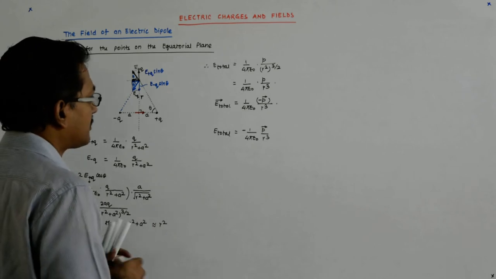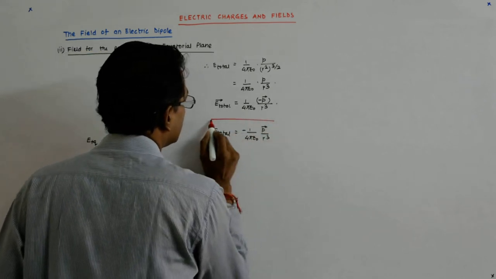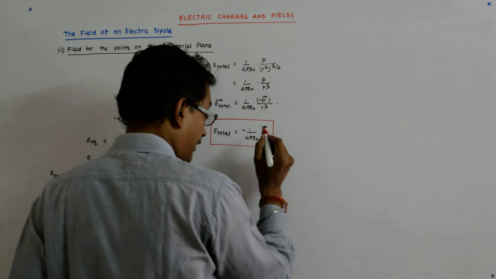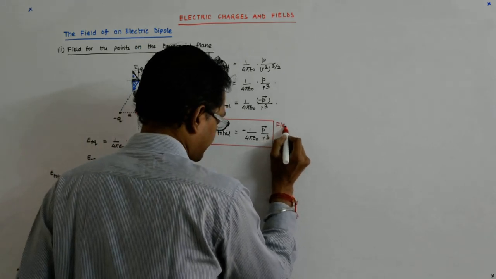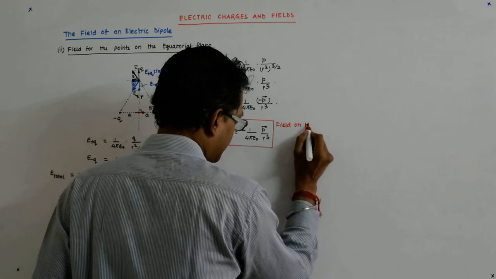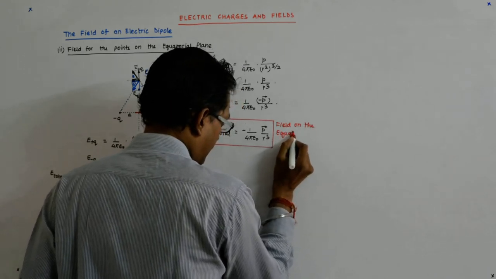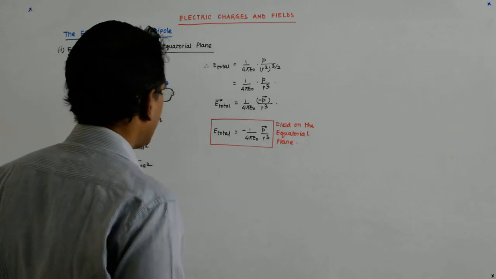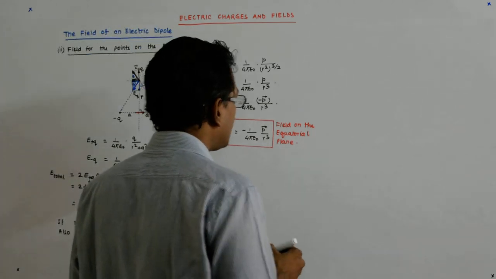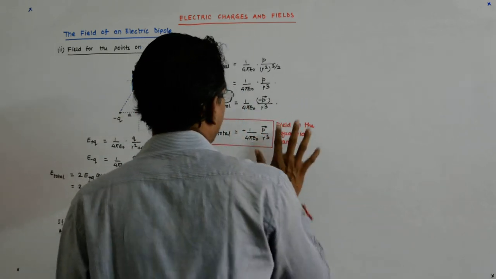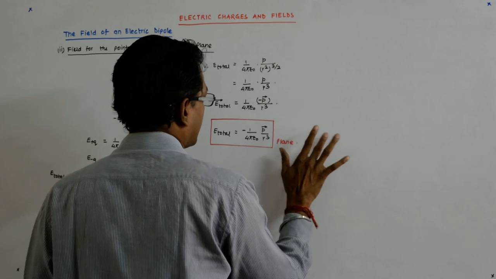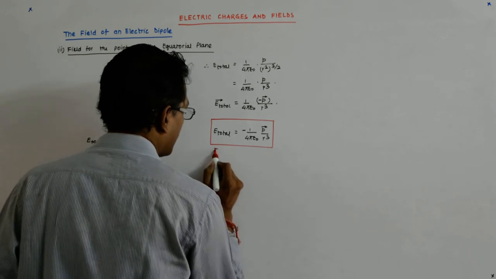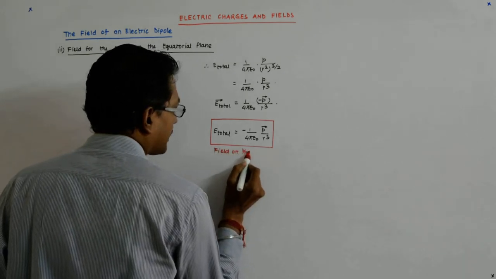Okay? So this is the field due to the dipole on the equatorial plane. Field on the equatorial plane. Okay, so this is the field on the equatorial plane.